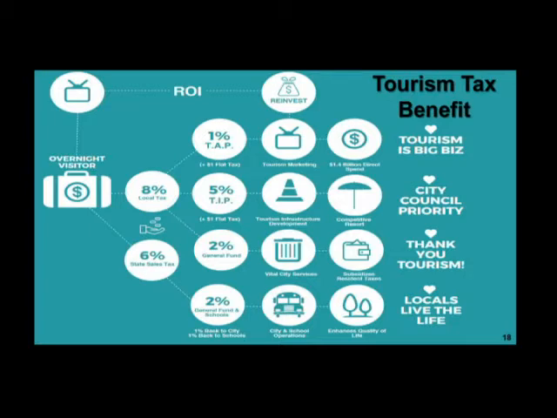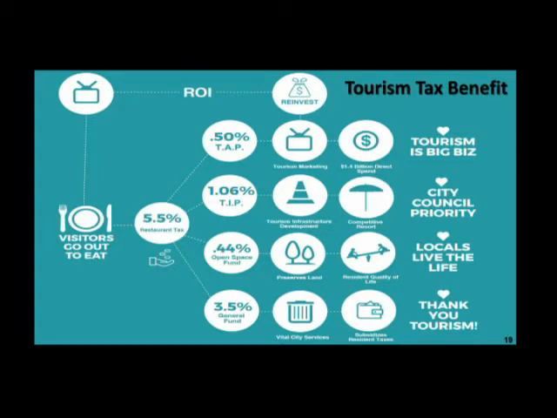And now the same type of infographic for the other portion of it. Visitors, when they come here, they don't just sleep, they eat as well. And they go out to our local restaurants and they pay their local restaurant tax at 5.5%. So you have the same TAP fund, TIP fund, and general fund contributions, but we add another one here, the open space program. Just short of 0.5% goes to the open space program that makes Virginia Beach a more desirable, quality-of-life community.